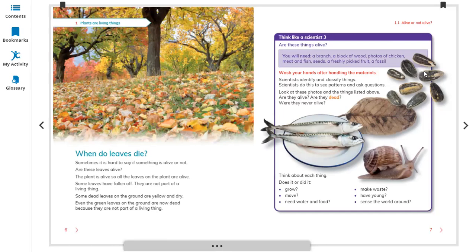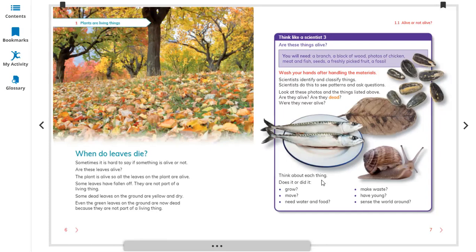Seeds, you can say it's alive, because when we put it in the ground, it grows up, because inside the seed there is a food store, so we can say it's alive. And the leaf is not alive. So this one is alive, this one is alive, these two are not alive.